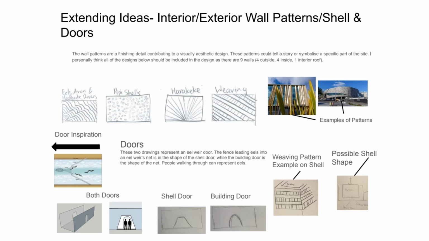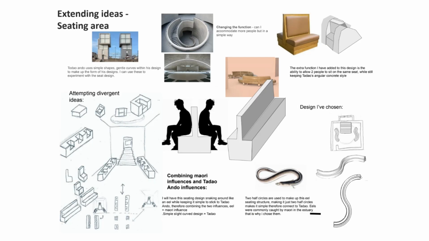Here's just another option. They've chosen to look at the pattern on the outside of their thing and the shape of their door. They've shown the door inspiration where it's from, they've shown the pattern inspiration where it's from, and they've explained what's going on and why. So they're saying the patterns could tell a story, that sort of thing. They've said the doors represent an eel weir door, and the people walking through can be the eels. So there you go, they've explained what they've done and why they've done it.